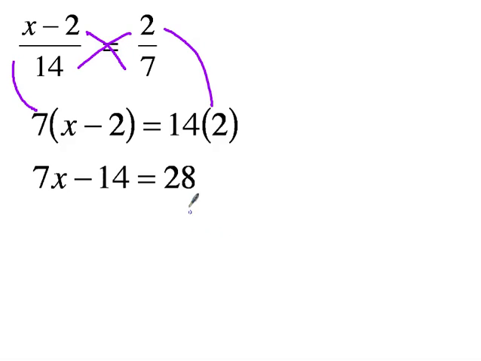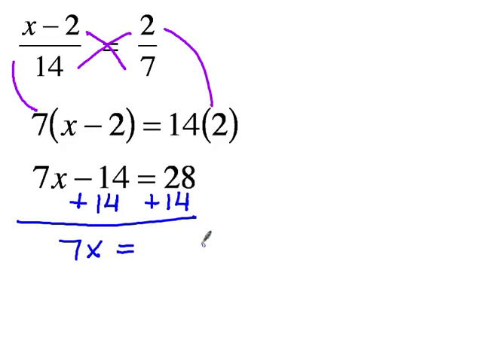That'll equal 28. Okay? So then now how do you solve that? Add 14 to both sides. So if I add 14 to both sides, on the left side you are left with 7x. On the right side, what is 28 plus 14? 42. So now to solve, what am I going to do? Divide by 7. So if I divide both sides by 7, I get x to equal 6.